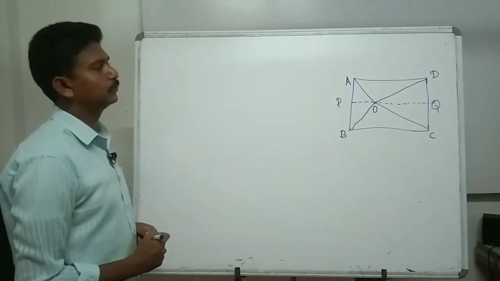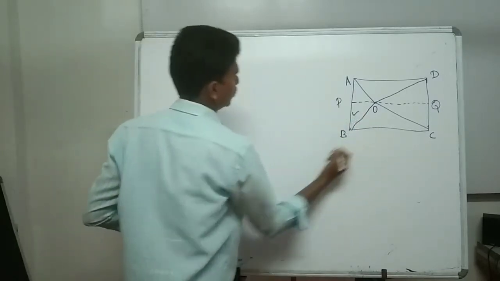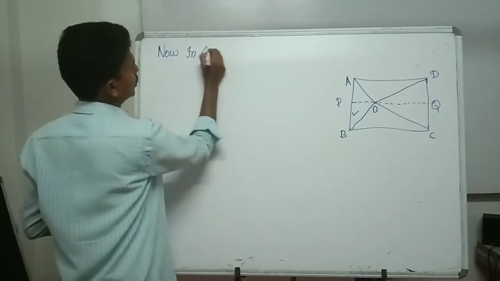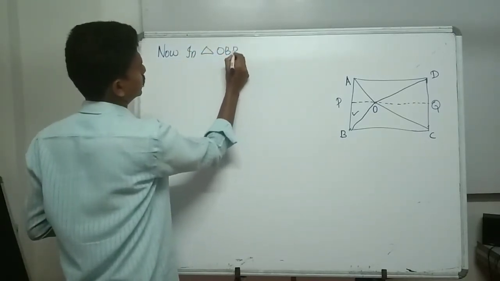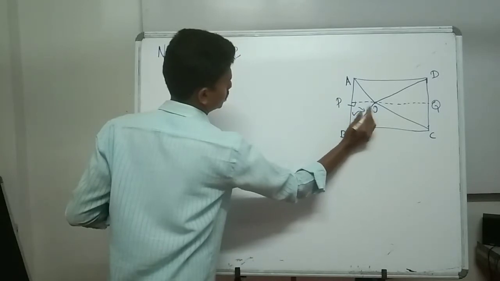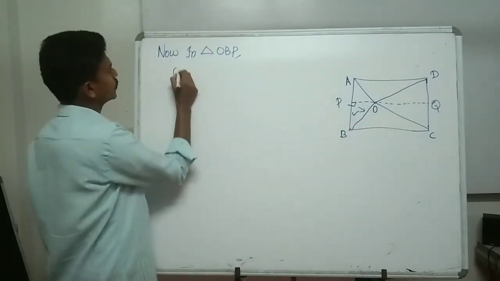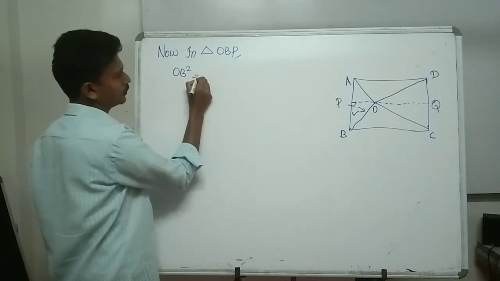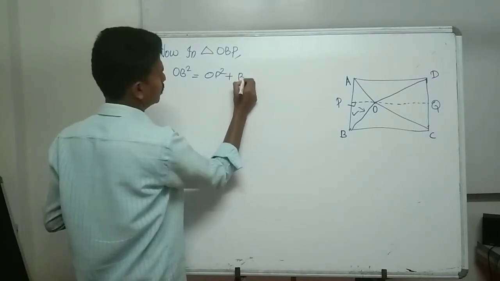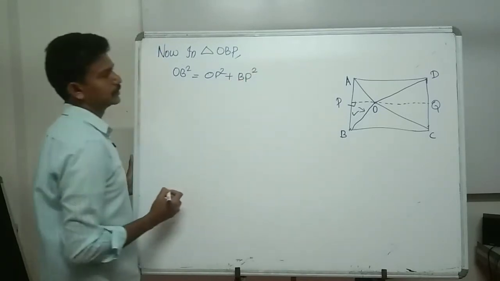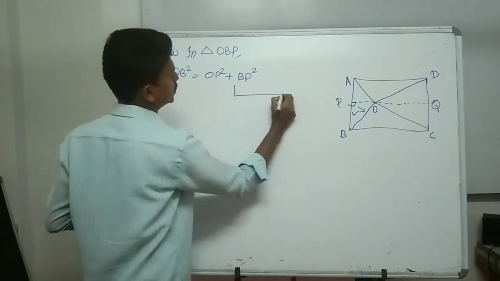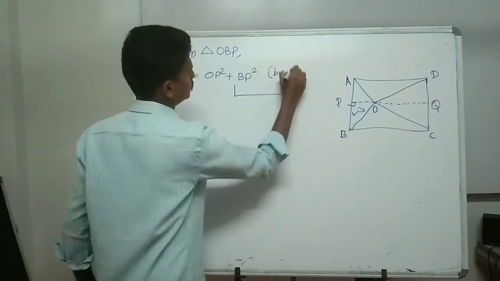Now we take this triangle. In triangle OBP, this angle is 90 degrees, so opposite to that is the hypotenuse. So OB square, the hypotenuse square, is equal to OP square plus the sum of squares of the other side, BP square. This is equation 1, by the Pythagoras theorem.